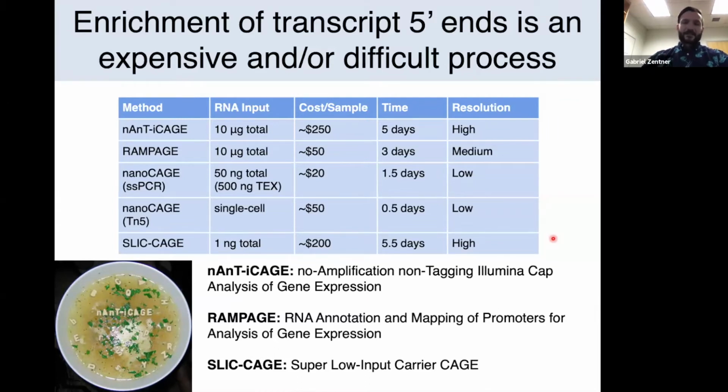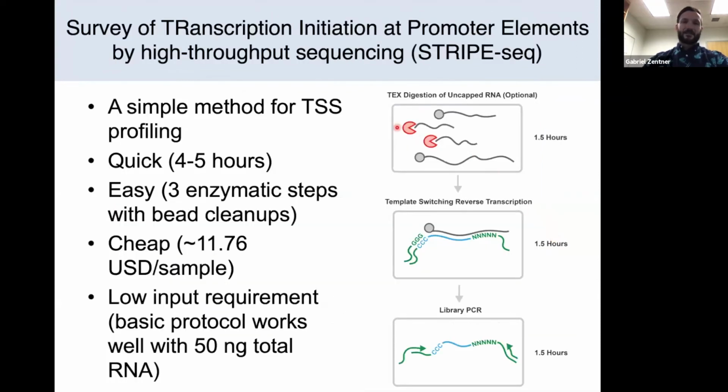So as Christine mentioned, I am descended from the Henikoff tree of science. So I'm very interested in methods development. And in terms of investigating biological questions surrounding TSS selection, I was sure we could come up with an easier, faster, and perhaps cheaper way to generate high quality maps of TSSs across the genome. And this led us to develop what we call Survey of Transcription Initiation at Promoter Elements with high-throughput sequencing. There's our tortured acronym. We call it STRIPE-seq.